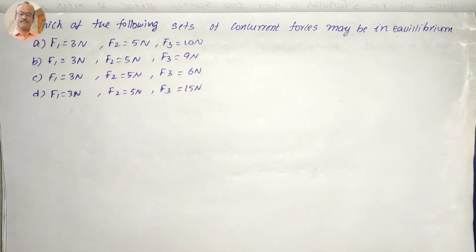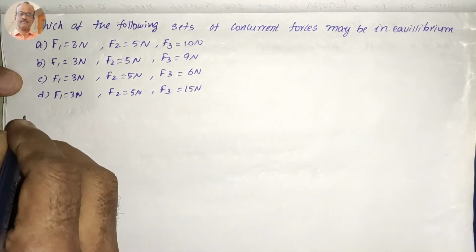Now the question number 31. Which of the following sets of concurrent forces may be in equilibrium? A, B, C, D options are given. But here one thing we have to remember. Which one that is?